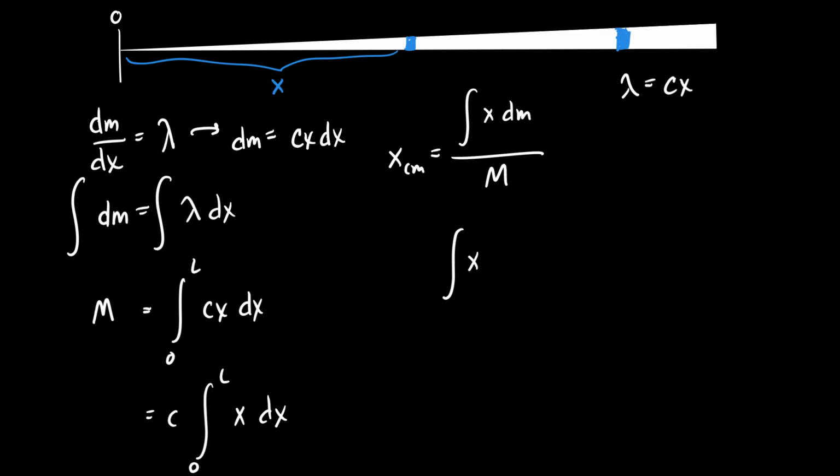So x times dx, which is cx dx, evaluated from 0 to L. I'm just going to do the top part of this fraction, then I'll divide by the mass at the end. Is everybody okay with that? All right.